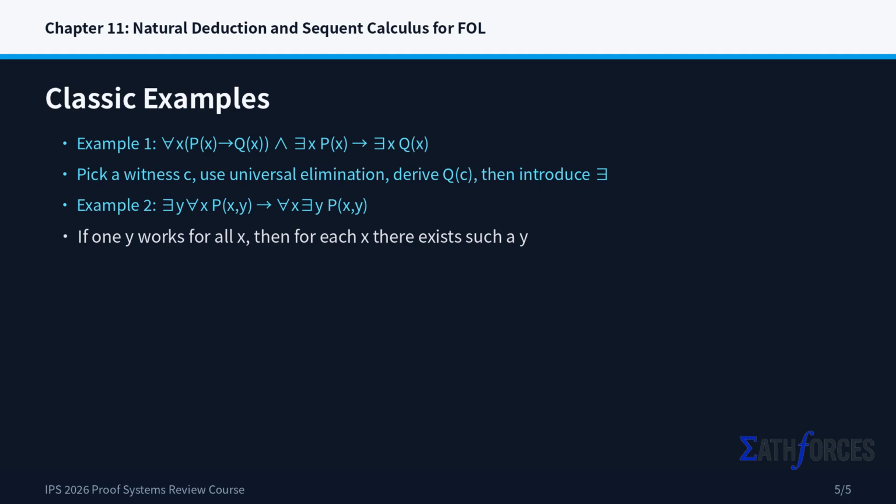For the second example, there exists y such that for all x, P of x, y, implies for all x, there exists y such that P of x, y. If one y works for every x, then for each x there exists a y that works, namely that same one.